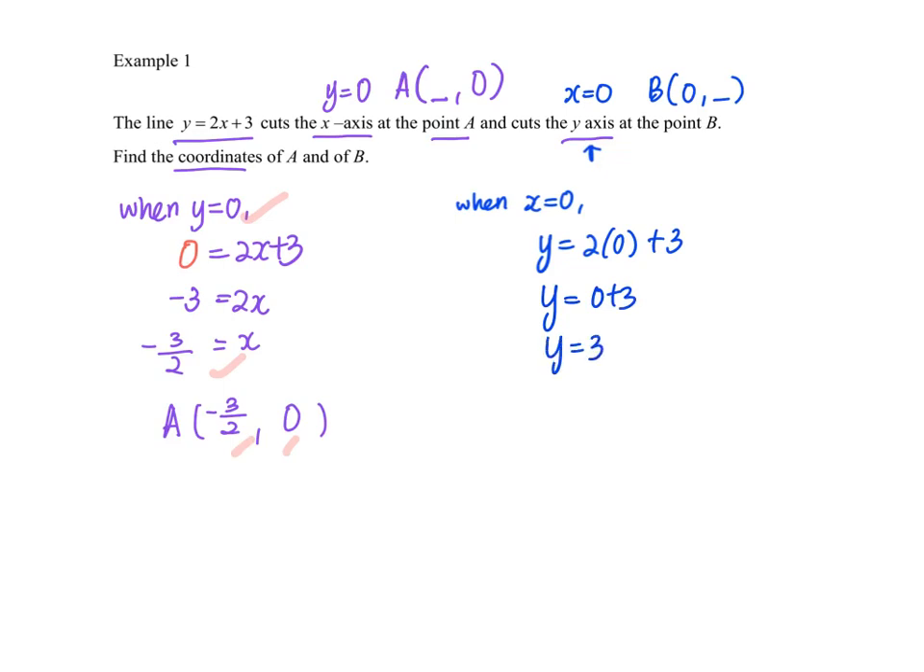So if they want me to find the coordinates of B, I will have x to be 0, y to be 3. Okay, have you gotten the concept?